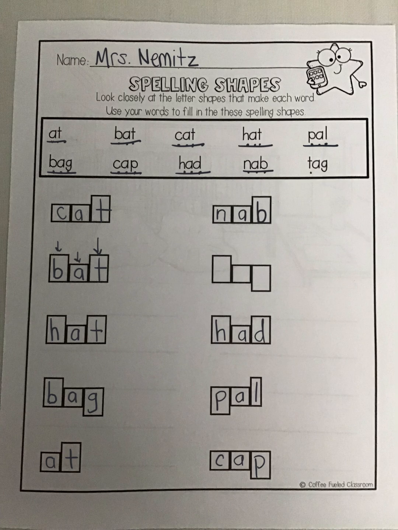And my last word, tag. T-A-G, tag. Tag has three letters. The pattern: tall, short, basement. T is a tall letter, T. A is a short letter, A. G is a basement letter, G. Tag. Way to go. You did great.